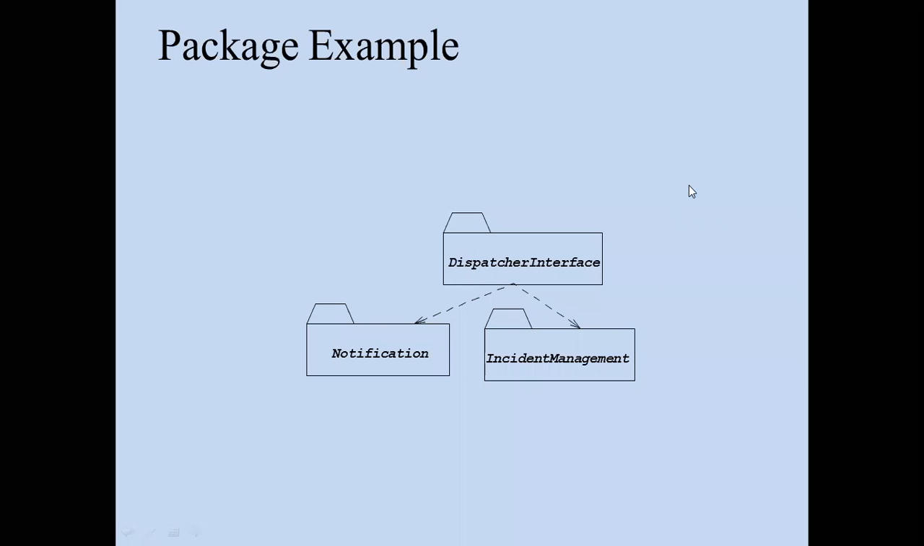Here the dispatcher interface is one package which includes several classes. These are the three packages, and these packages are dependent on this package. This is the example of a package diagram. How do we draw this package diagram? See this.